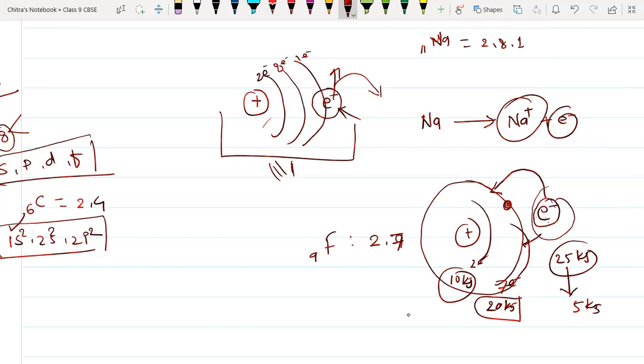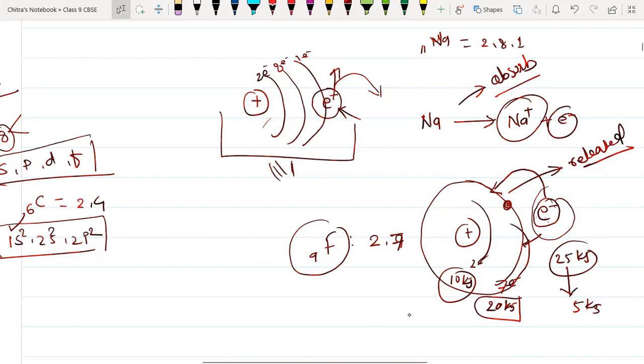So for an electron to be removed, we have to supply energy. In order to remove an electron, that is, to lose an electron, heat energy will be absorbed. In order to gain an electron, the electron will lose energy into the surroundings. So here energy is being absorbed, and here energy is released.